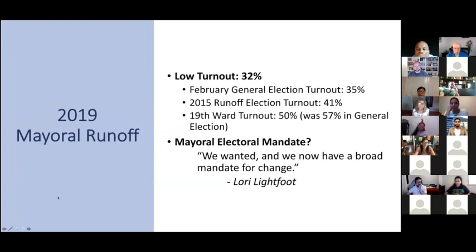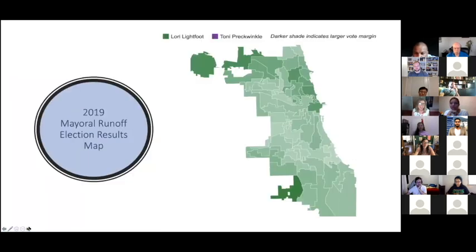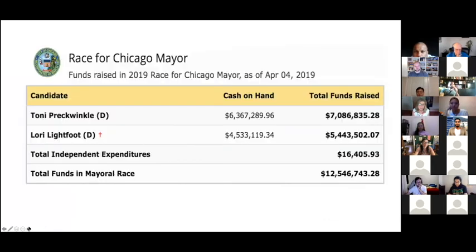But nonetheless, Lori Lightfoot, as all good politicians should say once they win, we have a mandate. We have a mandate for change. And you can see, here's just the ward map. It can show areas where Lightfoot won stronger than others, but importantly, she carried all 50 wards, and that is a mandate. In terms of money, total funds, a little over 12 million.